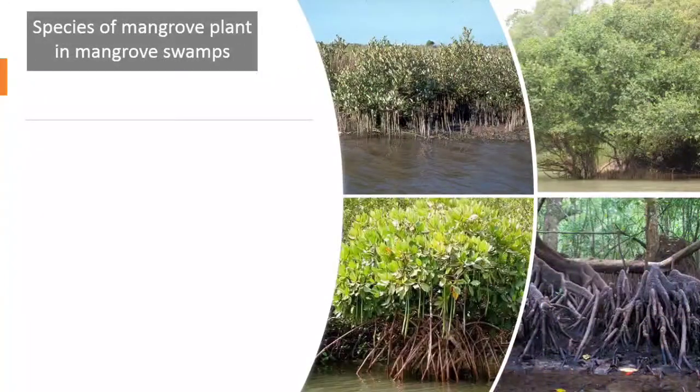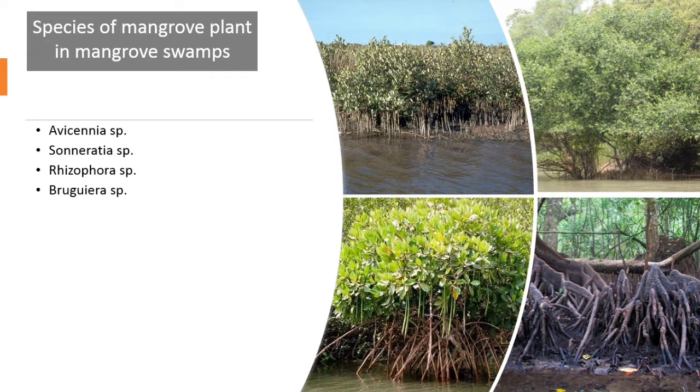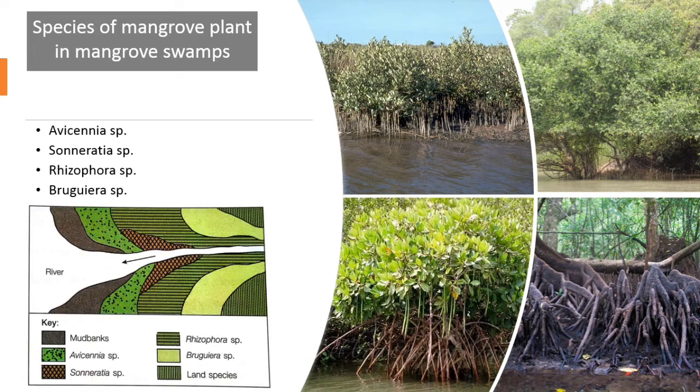Before we learn about the adaptation features of the mangrove tree, we have to know about the four species of mangrove plants in mangrove swamps in Malaysia. First is Avicennia species, Sonneratia species, Rhizophora species and Bruguiera species. This is the zonation of the mangrove species.